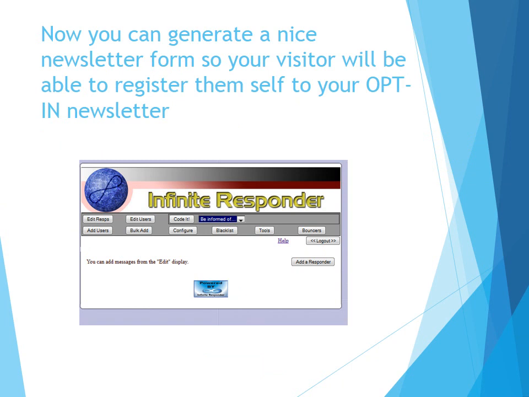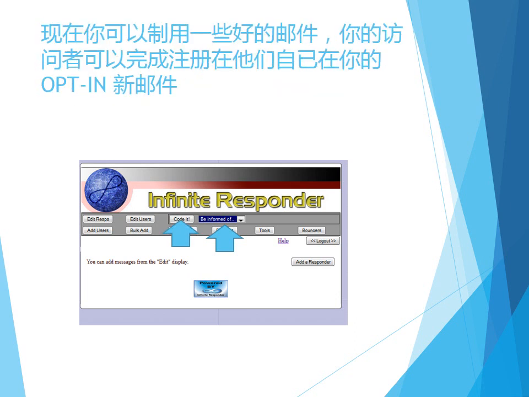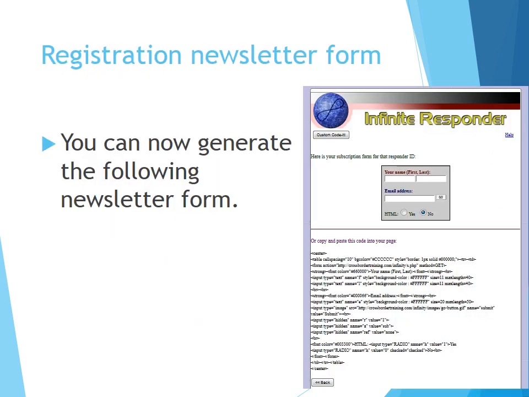So now you will have to generate the newsletter form for the visitors who are on your website, so they can register themselves to your opt-in newsletter. For this, you select the campaign you just created, you click on it, and you will automatically get the code generated.